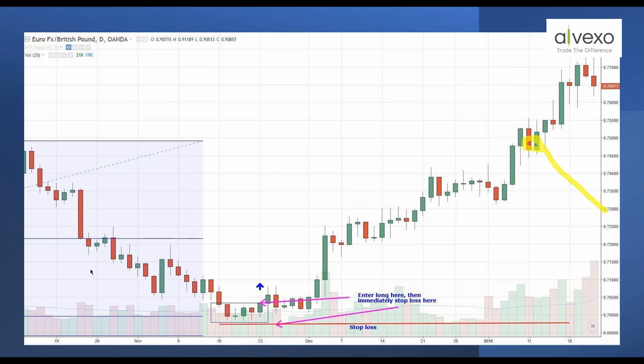So here we see a downtrend, four period consolidation. Okay. We would use the high and set our stop loss. Okay. And then we could have gotten into a very nice trade.